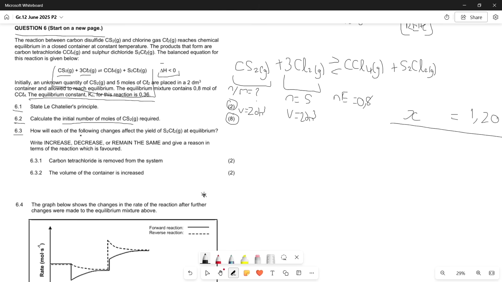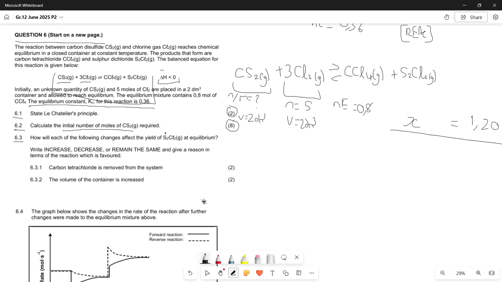So it says, how will each of the following changes affect the yield of our S2Cl2 gas over here at equilibrium? So write increase, decrease, or remain the same. Write it exactly as they've given it in capital letters and with the same wording, just to make sure that you get your marks, and give a reason in terms of the reaction which is favored, whether the forward reaction or reverse reaction is favored based on whatever they're doing here, and whether we're getting less S2Cl2 or more S2Cl2.